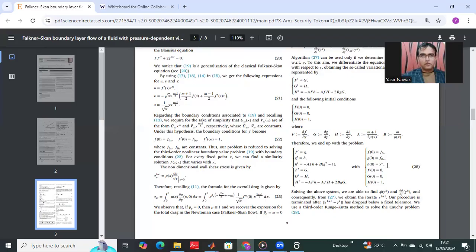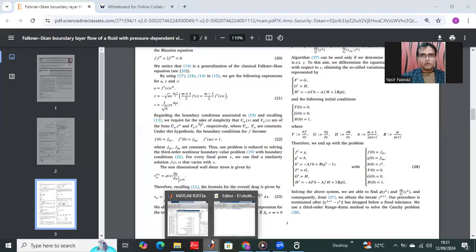So first it is assumed with some parameter, and then two solvers will be applied. One is fsolve for solving equations. The other solver will be used for solving differential equations. So now I have 28, and I have to solve the differential equations appearing in 28. So I will start with the coding.